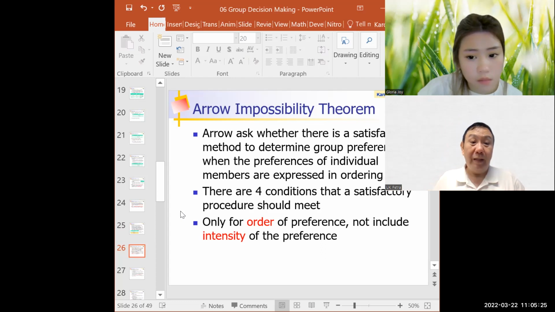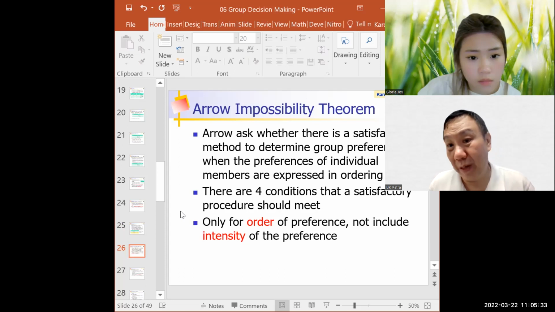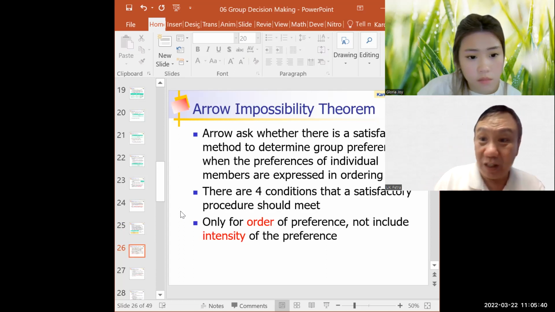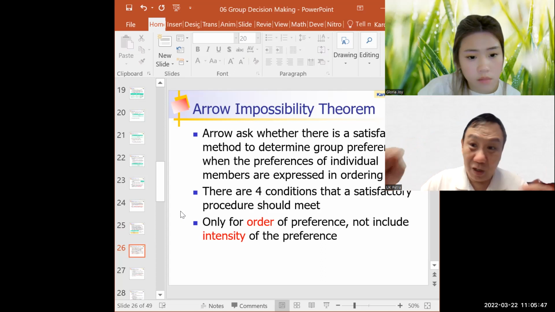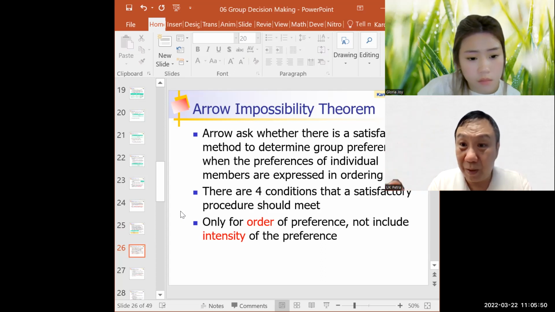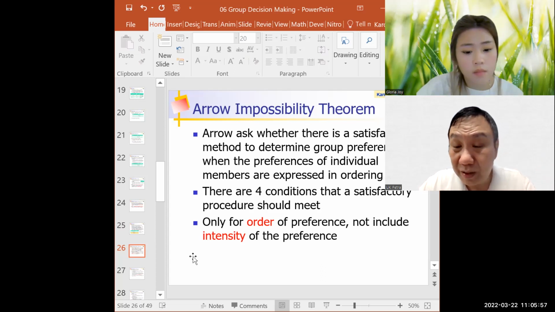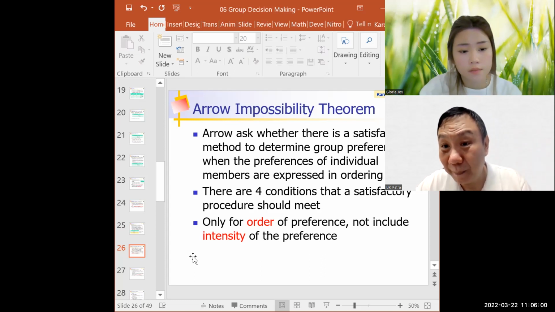And then he came out with 4 conditions that a satisfactory procedure should meet. Remember, this is utility, so it's based on ranking, the order of preference, not based on the intensity. A while ago we used the value, the intensity of the preference. But no, this is based on the order. Just utility theory. We have discussed utility theory last meeting, correct?